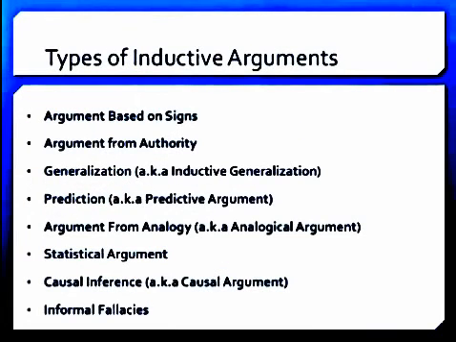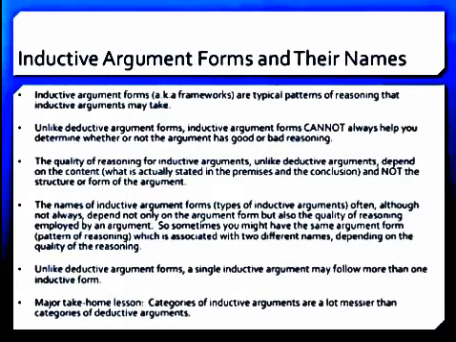There are several types of inductive arguments that we will be discussing. First of all, arguments based on signs, argument from authority, generalizations, also referred to as inductive generalizations, predictions, also referred to as predictive arguments, argument from analogy, also referred to as analogical arguments, statistical arguments, causal inference, also referred to as causal arguments, and informal fallacies. In this section, I'm going to go over the forms of these types of arguments. Now, there are some general things that you should know about inductive argument forms and their names before we go on to discuss the specific forms of inductive arguments.